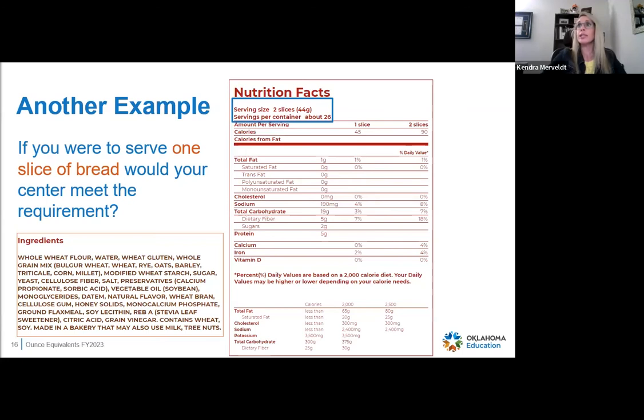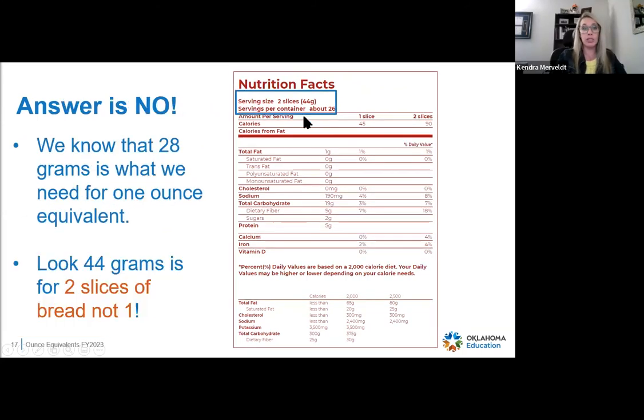So here's another example about bread. Just to make sure, when you are serving bread, right here, it says 2 slices equal 44 grams. So if you were to serve 1 slice of bread, would your center meet requirements? You do have to make sure, because sometimes they will trick you and do stuff like 2 slices equals 44 grams. So if you divide that by 2, it equals 22 grams.